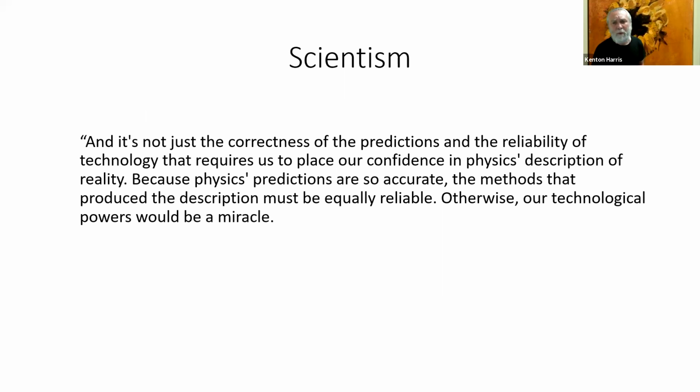"And it is not just the correctness of the predictions and the reliability of technology that requires us to place our confidence in physics' description of reality. Because physics' predictions are so accurate, the methods that produce the description must be equally reliable. Otherwise, our technological powers would be a miracle." Again, this is Rosenberg talking now, right? So he's saying, look, if it weren't the fact that science is providing us with an accurate, correct, and perhaps exhaustive description and explanation of the world, then its usefulness would be miraculous. Why would it be so useful if it wasn't fundamentally correct?